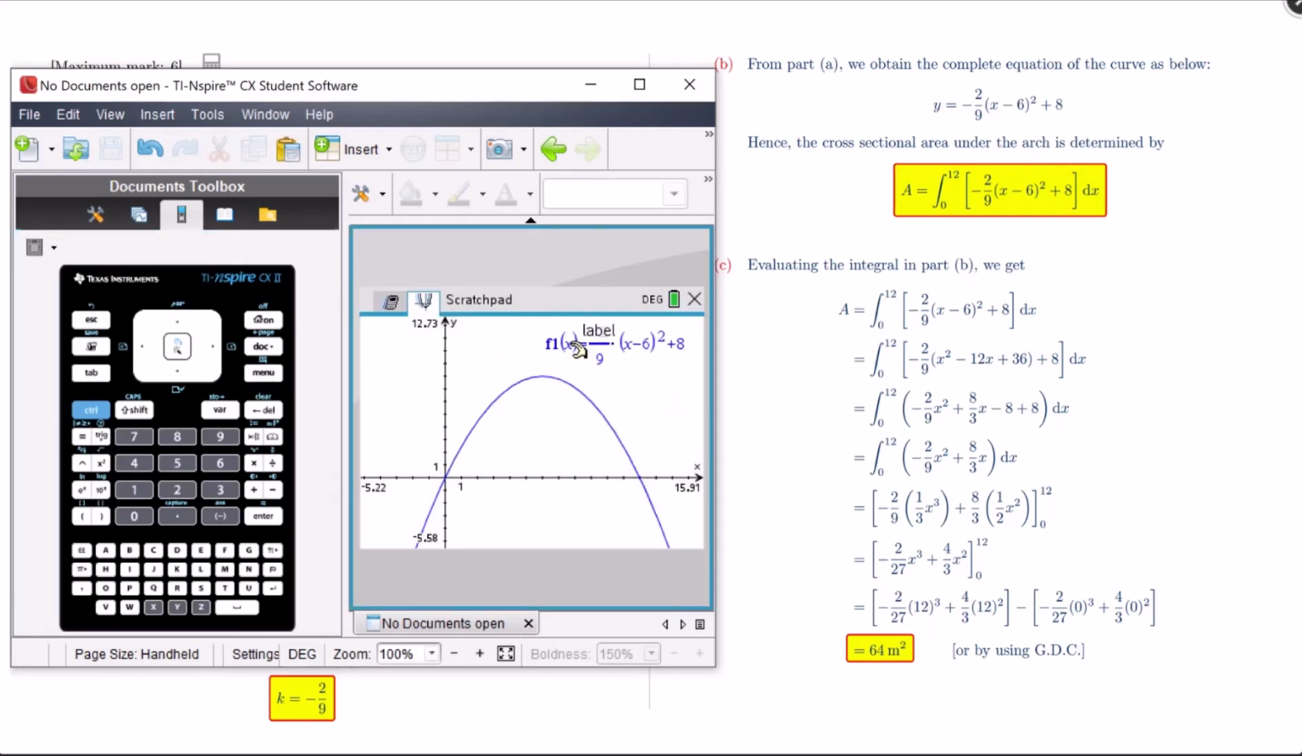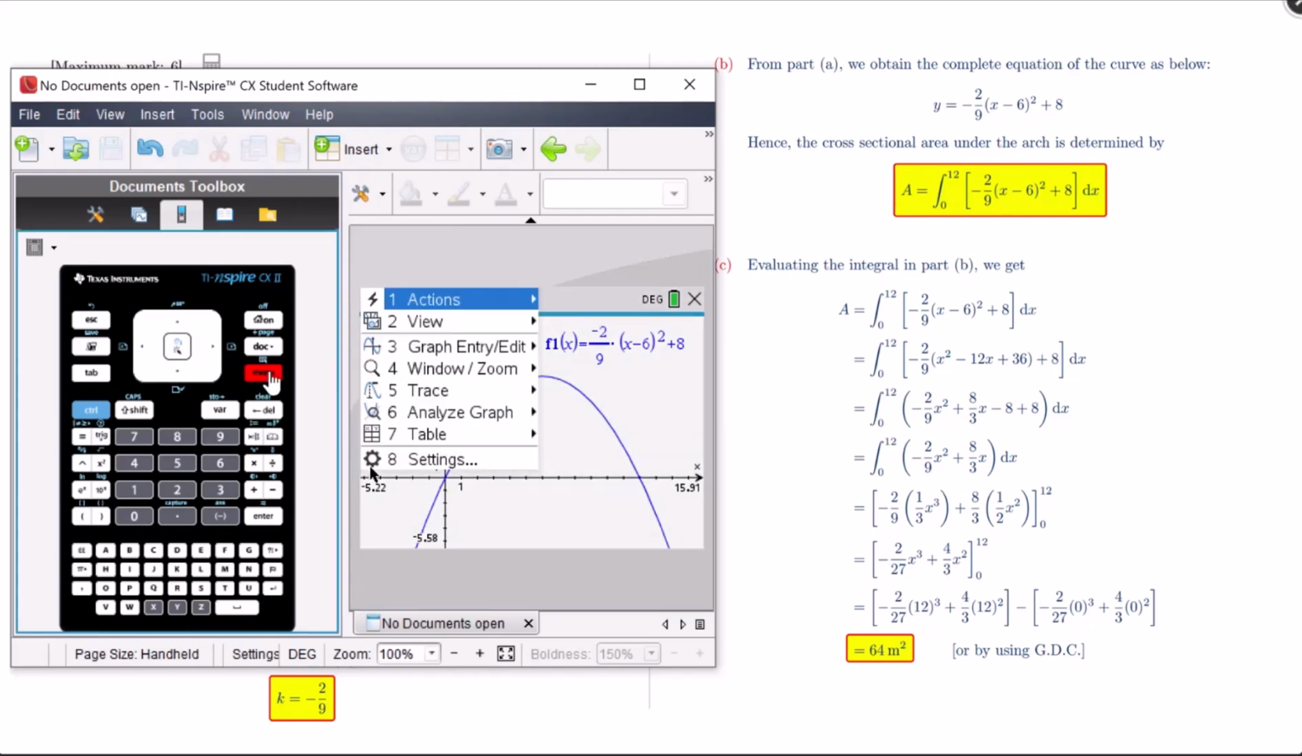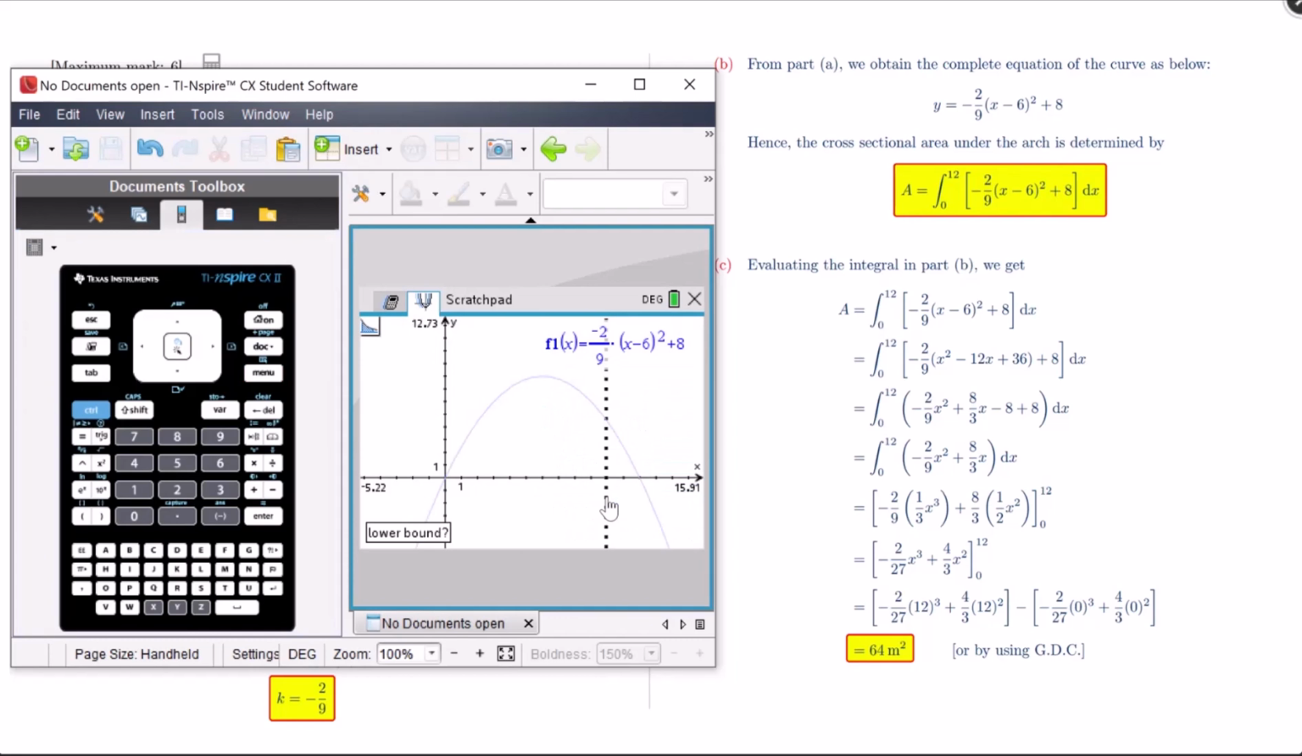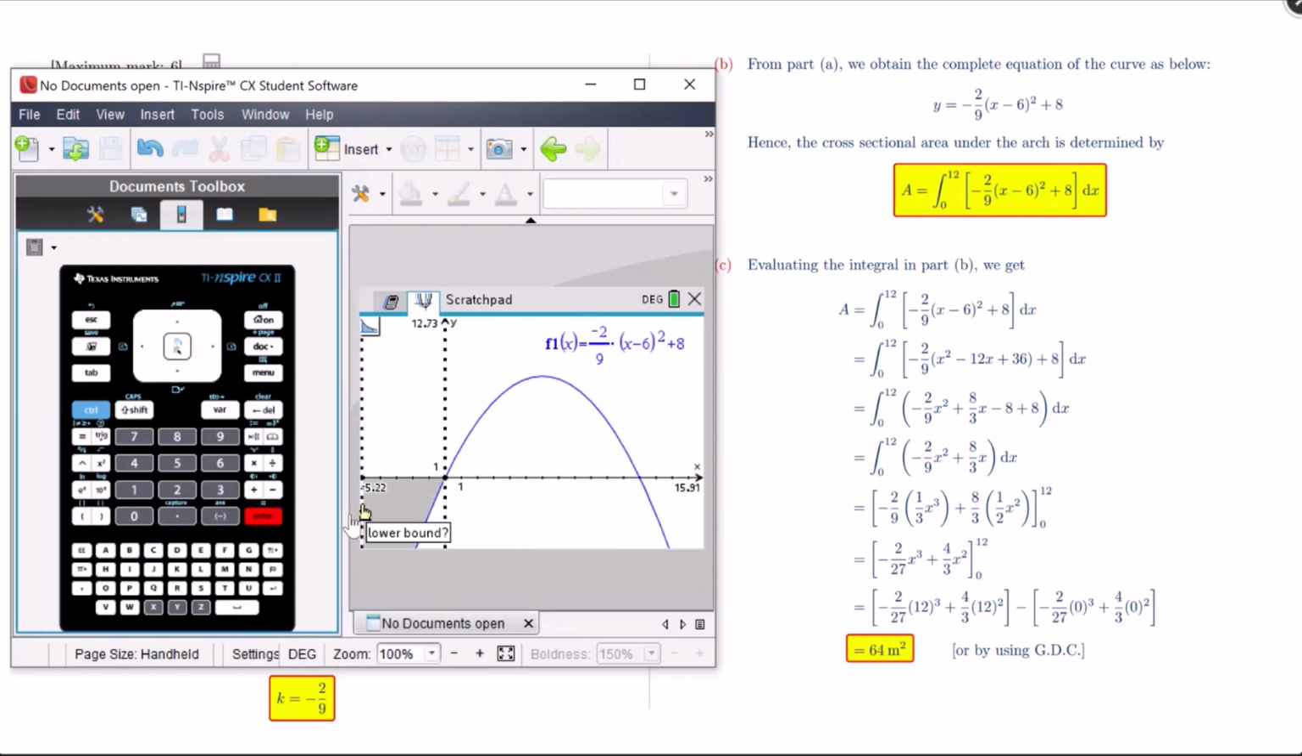Now let's go ahead and find the area under the curve between a lower boundary of 0 and an upper boundary of 12. To do that, we go Menu, Analyze, Number 6, Integral. Now it asks for the lower bound. I tend to just type it into my calculator, not try and put my cursor on it, because I often can't do that very accurately. So I'm just going to enter 0. And then the upper boundary, again, I'm just going to enter 12.